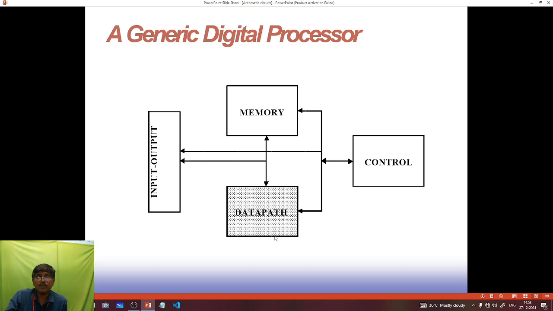The data path consists of arithmetic circuits: adder, subtractor, full adder, and mux, demux, etc. Memory consists of latches, many latches, SR flip-flop, D flip-flop. It stores the information, and the control unit controls the input as well as the output circuits.